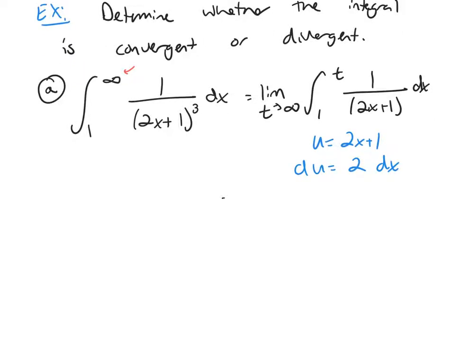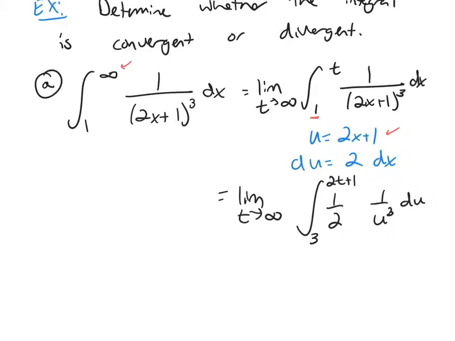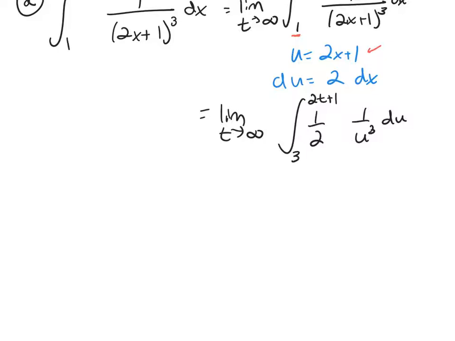So I'm getting the limit as t goes to infinity. It should be 1/2, and you'll get 1 over u cubed. And then remember we have to change our bounds. Here, if x is 1, then u will be 3. And if x is t, u will be 2t plus 1. So now we do our reverse power rule here.